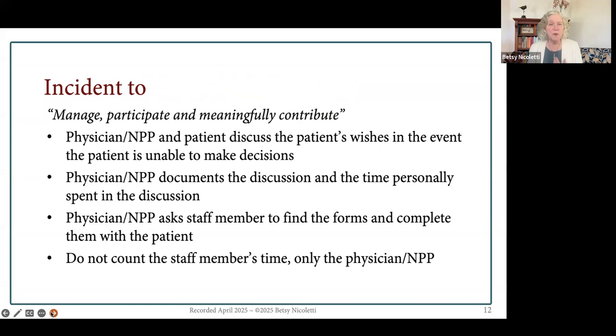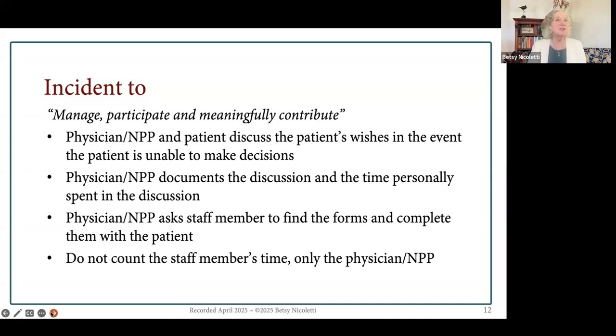When I look at manage, participate, and meaningfully contribute, here is the example I would say you could use for incident-to. This is my interpretation of what they say in the frequently asked questions from Medicare. The physician or the NPP and the patient discuss the patient's wishes in the event the patient is unable to make decisions. That practitioner, physician or NPP, documents the discussion and the time personally spent in the discussion.